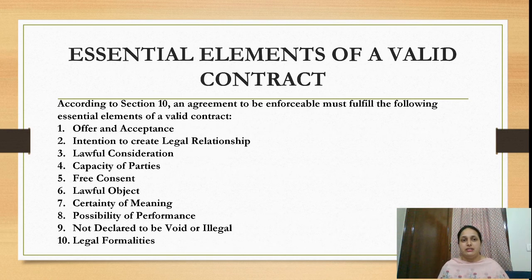Now, let us discuss essential elements of a valid contract. It makes more clear about enforceability by law. According to Section 10, an agreement to be enforceable must fulfill the essential elements of a valid contract. First essential comes offer and acceptance, which we already discussed, that is agreement. In this, one party offers and the other party gives us acceptance. So there must be offer and acceptance.